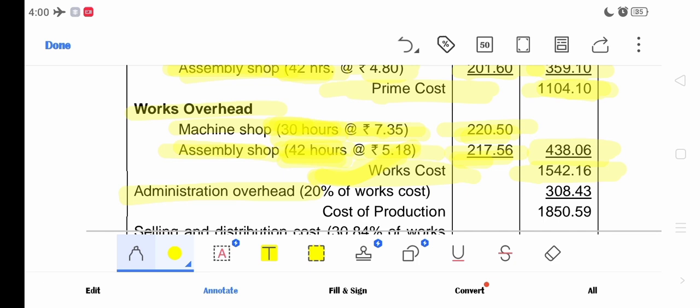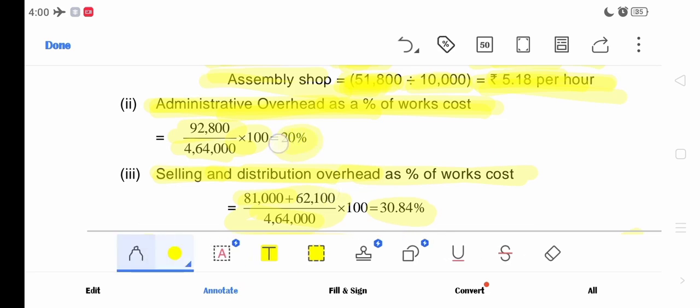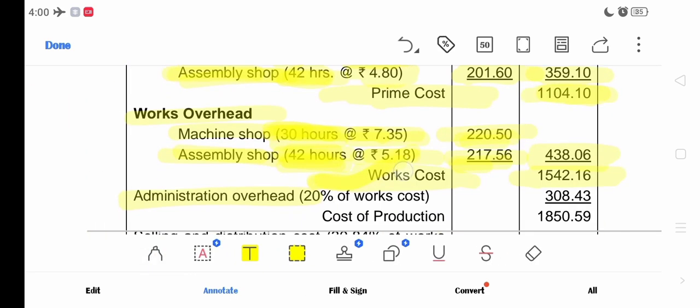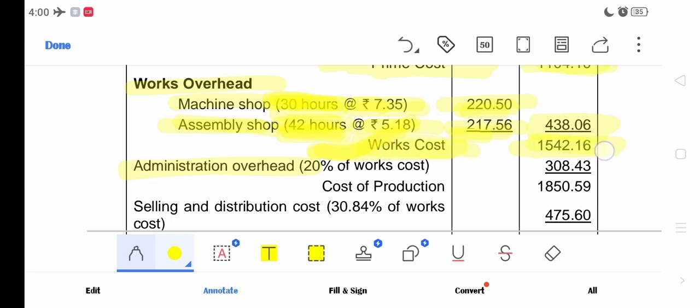So what is administrative overheads as per above? Yes, so here it is 20% of works cost. That information we know, no. So here in this question we have works cost, so just simply put the 20% of this 1542. So 20% of works cost, which is 20% of 1542.16, which comes to 308.43. Now the cost of production we have arrived, which is 1850.59.